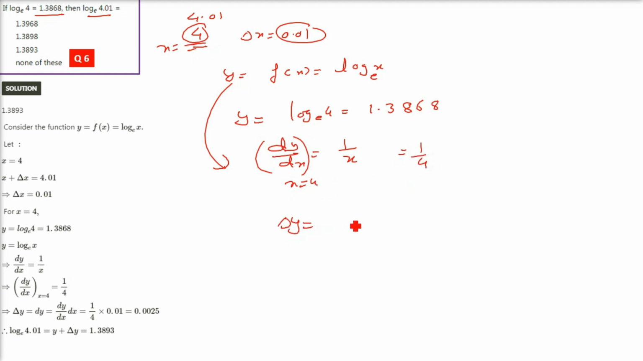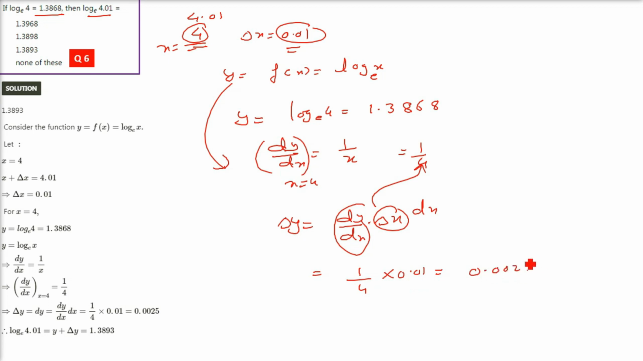Now delta y is dy by dx into delta x. dy by dx is 1 by 4, and delta x is dx only, 0.01. So you get 1 by 400, which comes out to be 0.0025. y plus delta y now is what we wanted. That will give you the value of log 4.01.